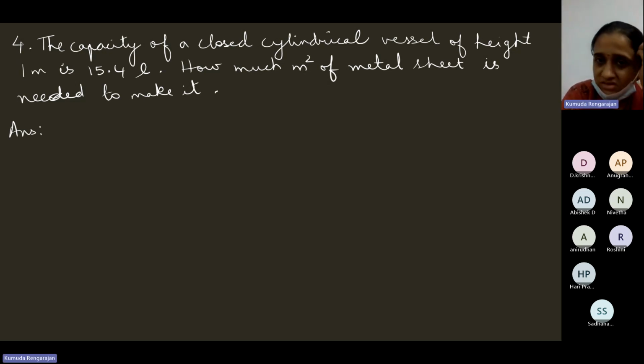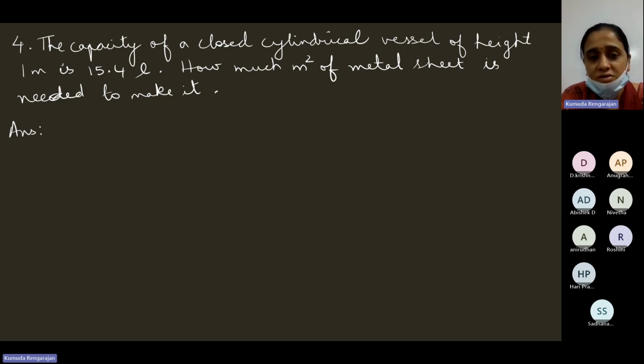The capacity of a closed cylindrical vessel of height 1 meter is 15.4 liters. So the capacity is given in liters, not in meter cube or centimeter cube. Now, for a cylinder, we have the radius and height in meter or centimeter, right? So volume will be in meter cube or centimeter cube. But here the volume or the capacity is given in liters. So you need to convert that to meter cube or centimeter cube using the suitable conversion.